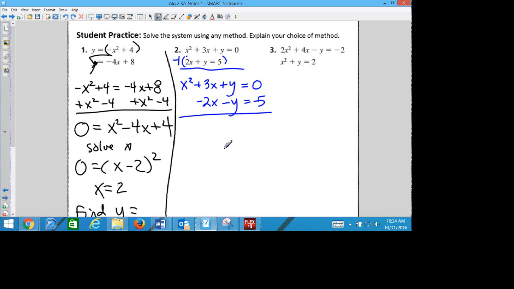So we're going to add these up, and I'm going to get x squared plus x, the y's cancel, equals negative 5. After we have that, then we need to make it equal 0. So add 5. Make it equal 0. Once we have it equal to 0, then we have to solve for x.